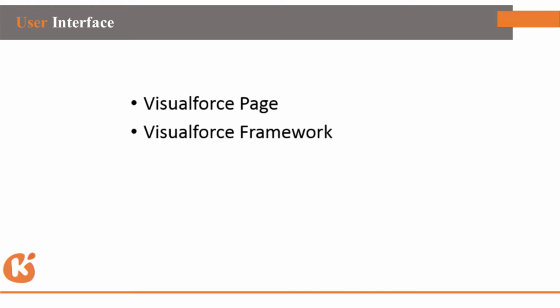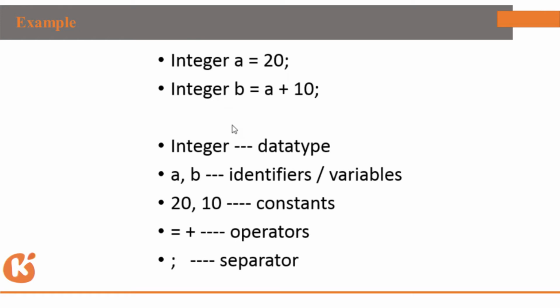Now we'll enter into some examples. These are basic examples. So only the development basics will be seen today. Here I have simply written integer a equals 20, integer b equals a plus 10. These are two statements. So what is integer a equals 20 here? Let's see each of them in detail. Integer is nothing but a data type. A and b are the identifiers or the variable names. 20, 10, these are all constants. Equals, plus, these are all operators. Then the semicolon, we call it a separator. Now we'll see them in detail.